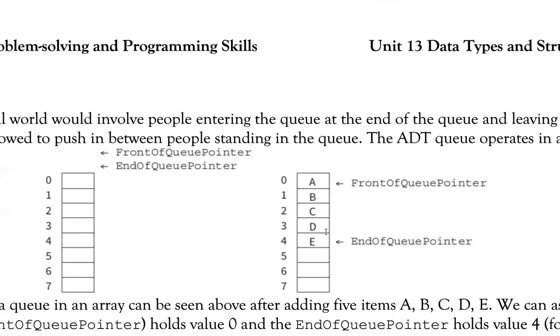Now, any element that is added to my queue will come at the end of the queue. So if, say, for example, F was added to this, my end of queue pointer will point one step down to F. So my end of queue pointer is moved here.